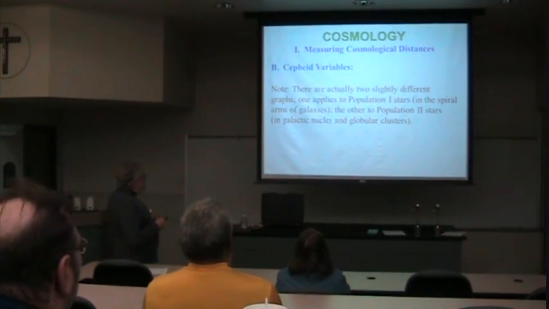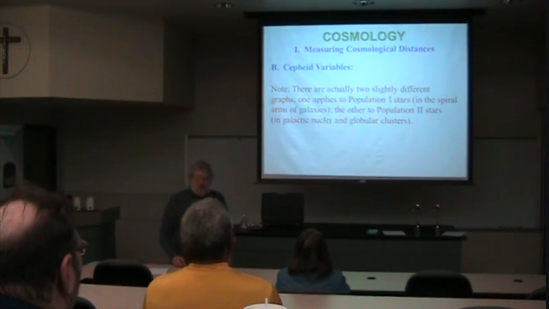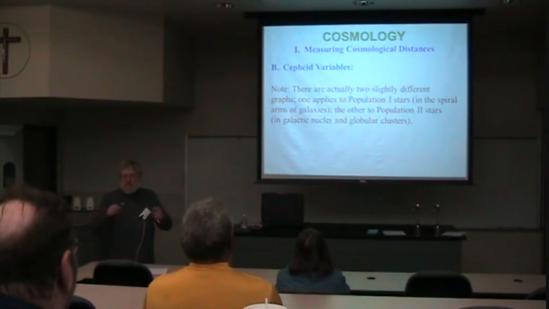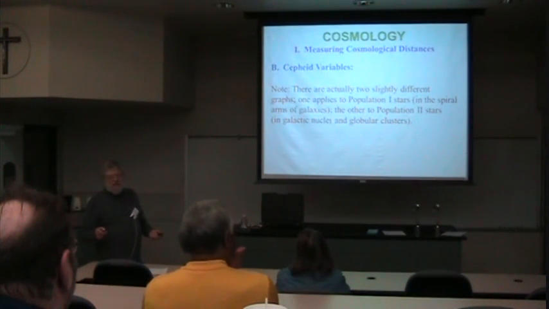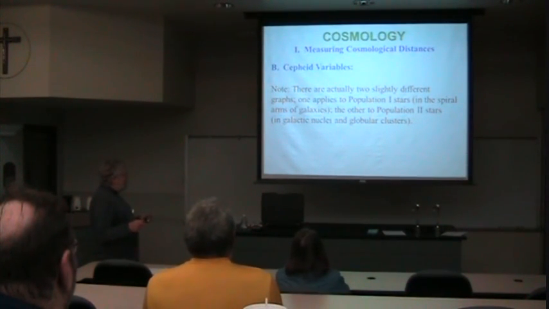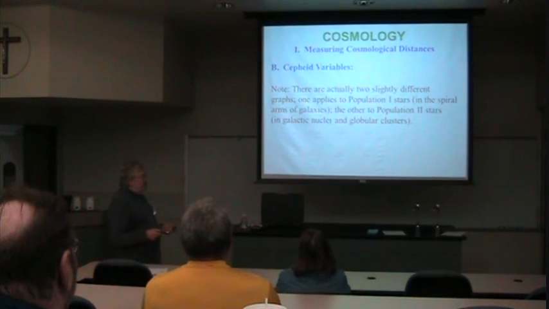And also it turns out there are two different graphs, one for the population 1 stars that are in the spiral arms of a galaxy, and the other for the population 2, which is the ones near the nucleus or in the globular clusters around the nucleus. And that wasn't known for a while, and we'll see in a moment how that threw off all the distance measurements for a good while.